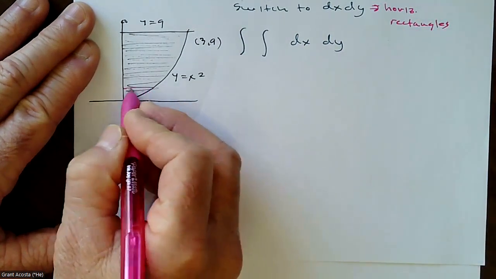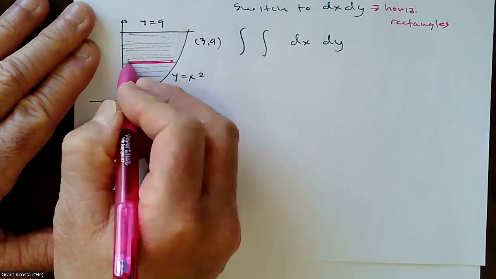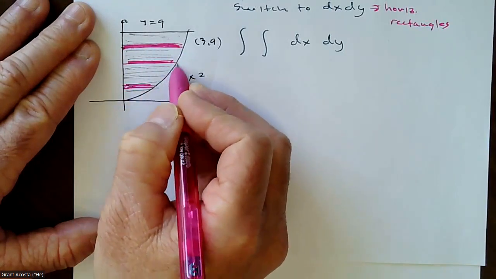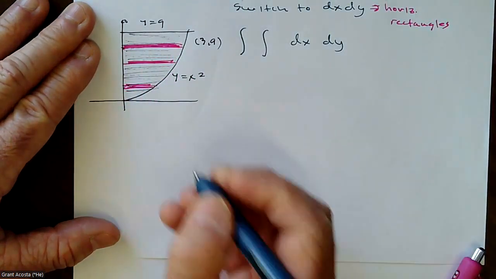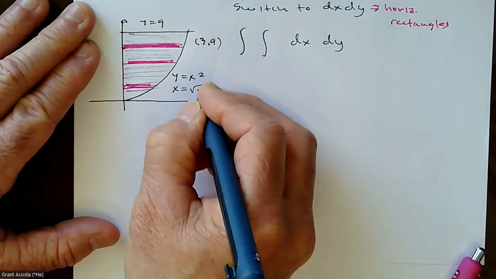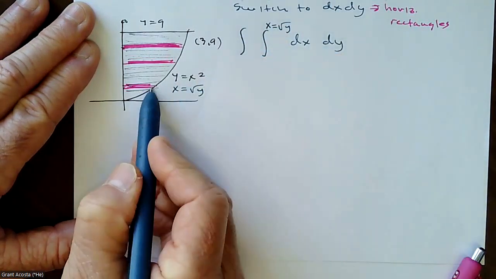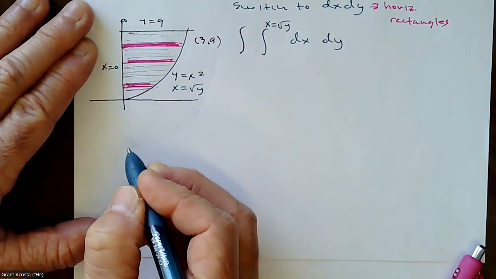So if I imagine filling this region up with a bunch of thin horizontal rectangles, what does every horizontal rectangle hit on the right? Y equals x squared, also known as x equals square root of y. So that would go up here. What do they hit on the left? Well, they hit the y-axis, which is the equation x equals 0.